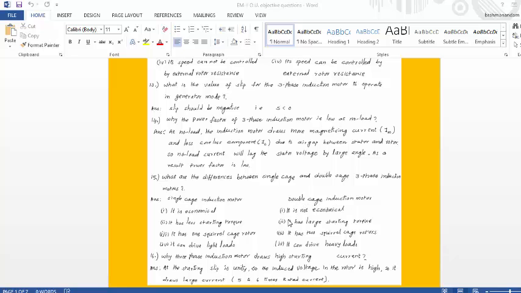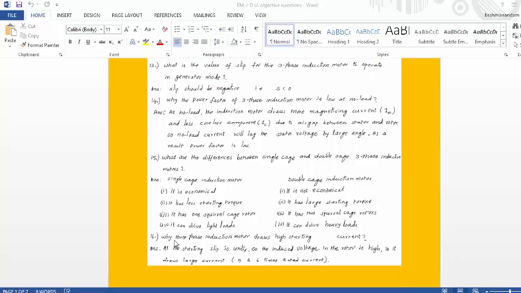Coming to the double cage induction motor, first point, it is not economical. Second point, it has large starting torque. Third point, it has two squirrel cage rotors. Fourth point, it can drive heavy loads.